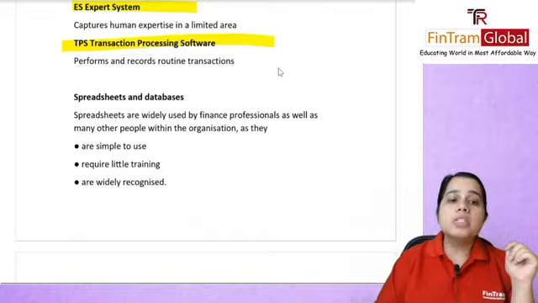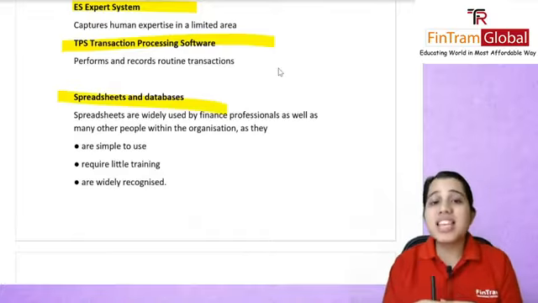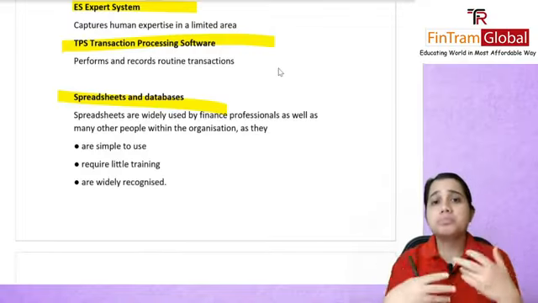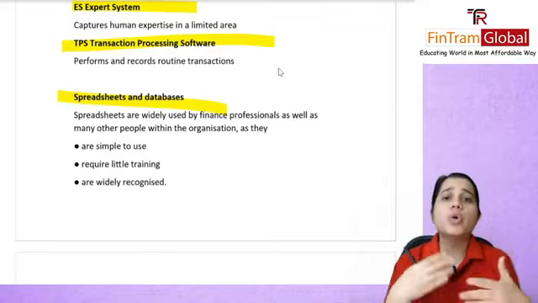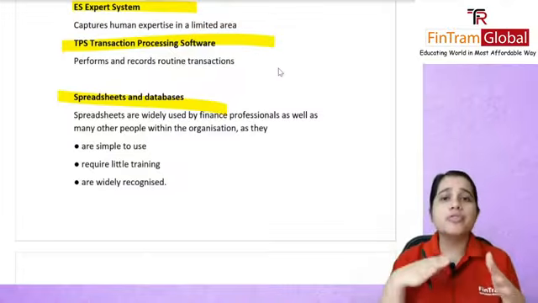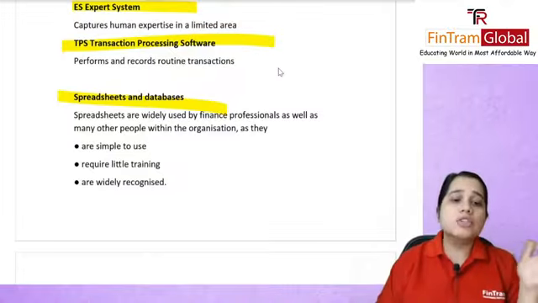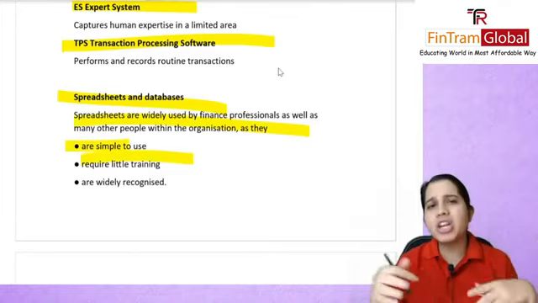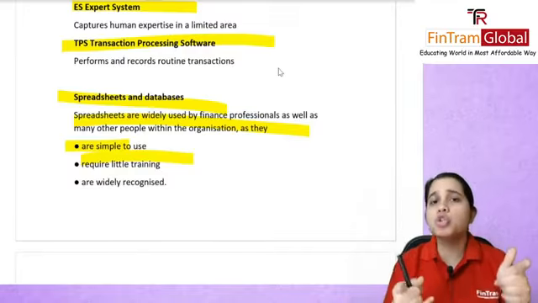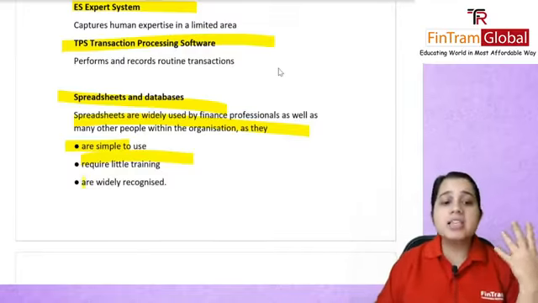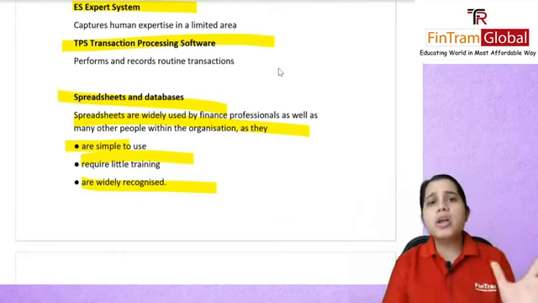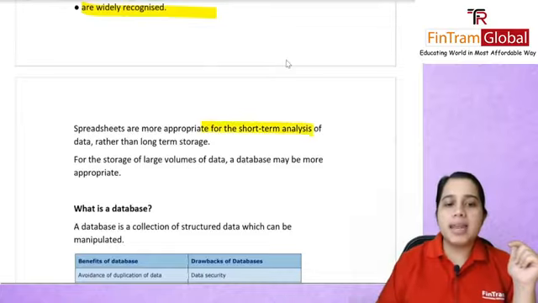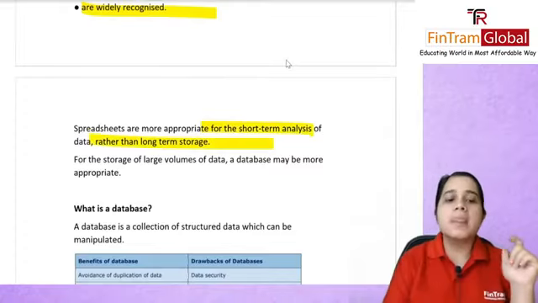Next, we will talk about spreadsheets and databases. We covered this in our session. What did we learn here? That spreadsheets, your Excels that you use, you can put in a lot of data, use so many formulas, filter out data, and use pivots. So they are widely used by finance professionals. They are of course very simple to use. A little bit of training, a few formulas you need to learn and you are good to go. It is widely recognized. Most professionals all around the world use these, and they are more appropriate for your short-term analysis rather than your long-term storage.